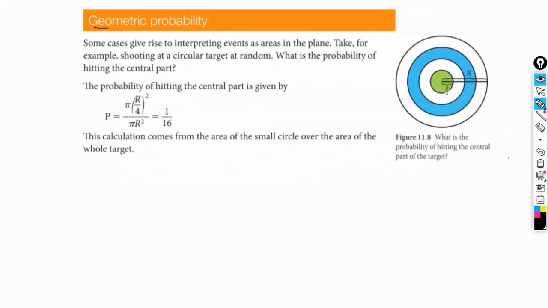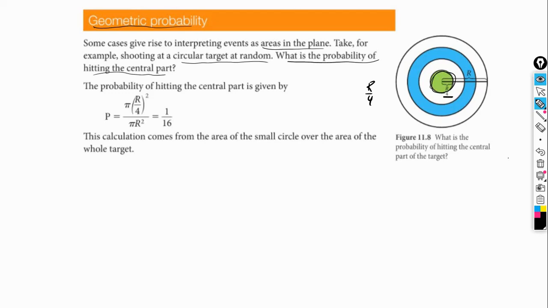So now let's take a look at geometric probability. Some cases give rise to interpreting events as areas in the plane. Take, for example, shooting at a circular target at random. What is the probability of hitting the central part? So the central part is this green circle, and it tells us that the radius is 1/4 of the full radius, right? It says radius over 4 right here.